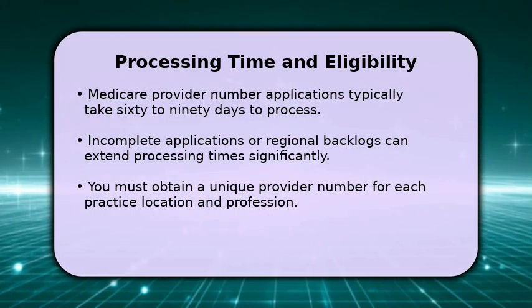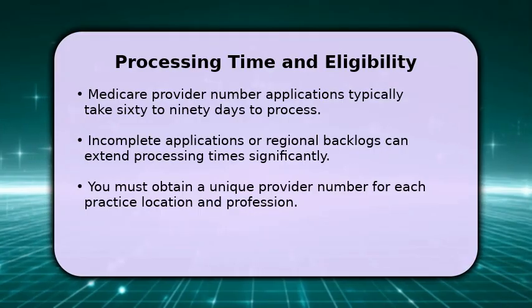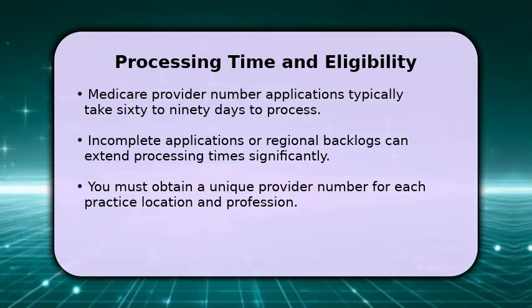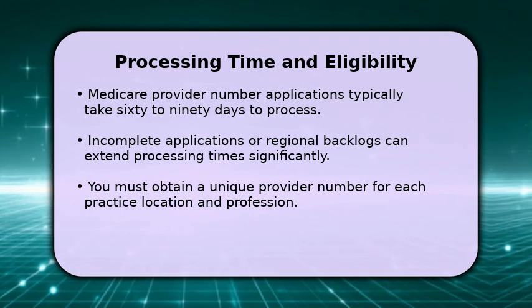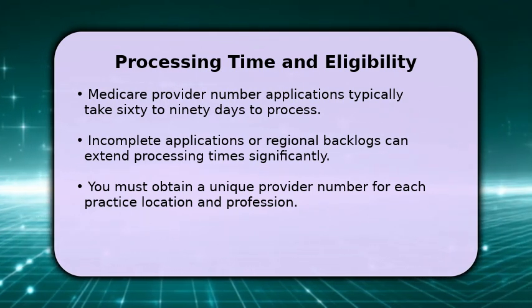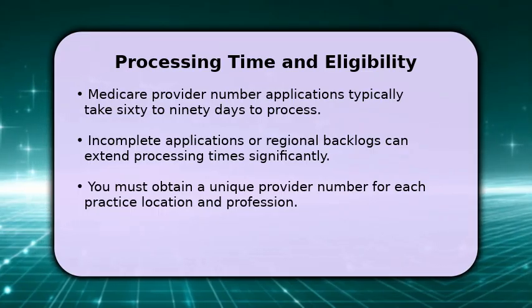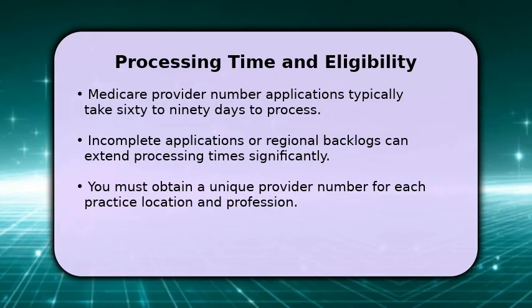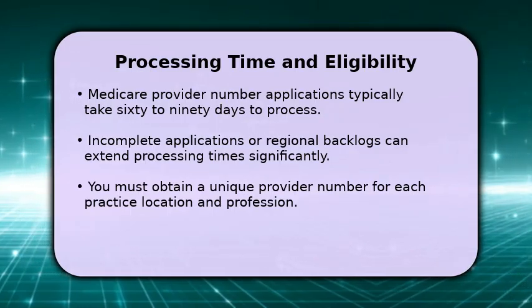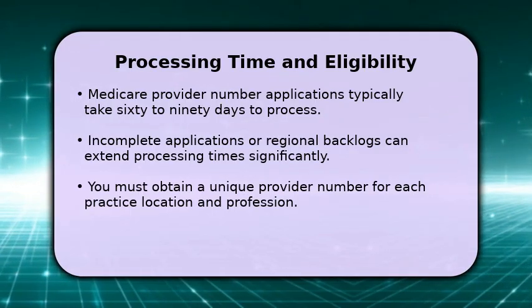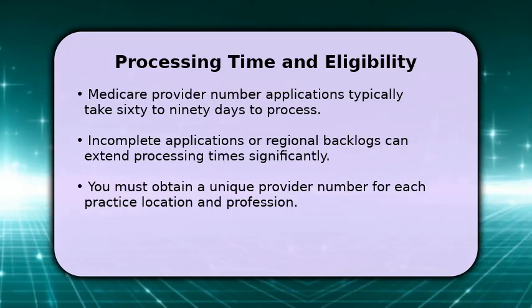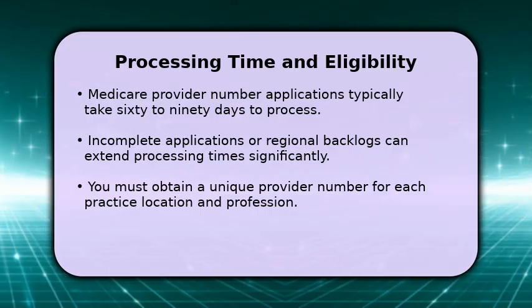After submission, the processing time for a Medicare provider number generally ranges from 60 to 90 days. However, please note that incomplete applications or high volumes at your Medicare administrative contractor can cause delays, sometimes extending the wait by weeks or even months. Remember, you must secure a unique provider number for every practice location and each profession you intend to bill under. Ensure all details are correct to avoid any setbacks.